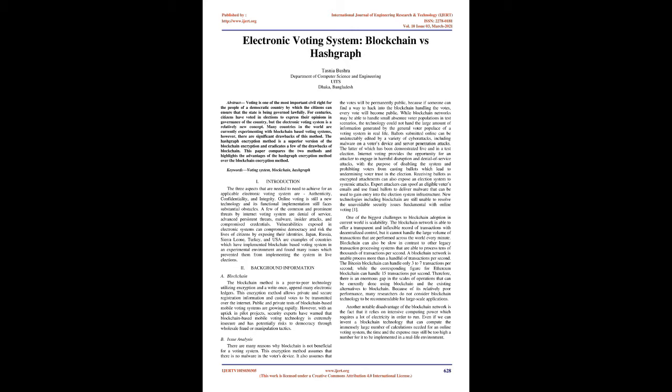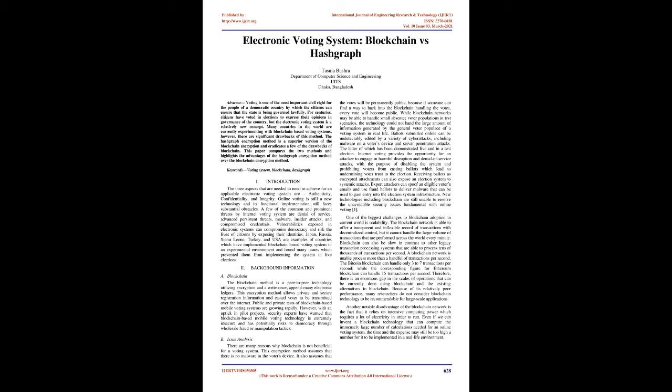The Bitcoin blockchain can handle only 3 to 7 transactions per second, while the corresponding figure for the Ethereum blockchain is 15 transactions per second. Therefore, there is an enormous gap in the scales of operations that can currently be done using blockchain and the existing alternatives to blockchain. Because of its relatively poor performance, many researchers do not consider blockchain technology to be recommendable for large-scale applications.